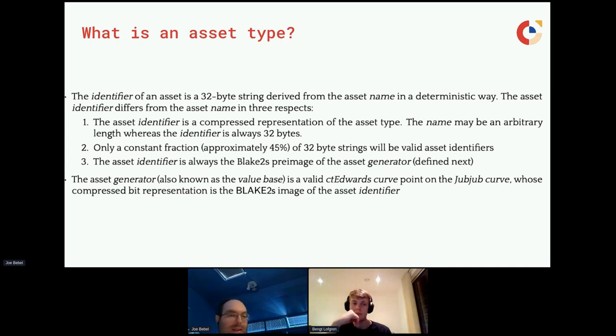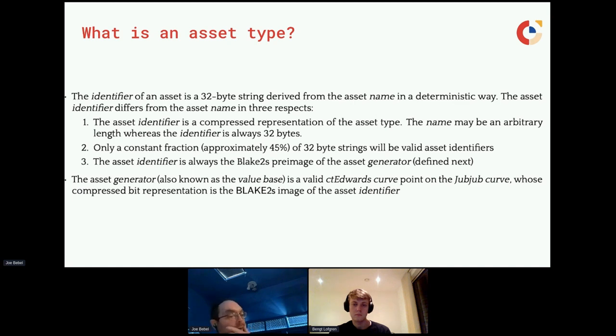And this is why the asset identifier is 32 bytes, because that way you can take the Blake2s hash in the circuit and you only need to do one block of the Blake2s hash. And you don't have to do many Blake2s blocks in the circuit, which would be very expensive. And also, by restricting that the hash always has to work.